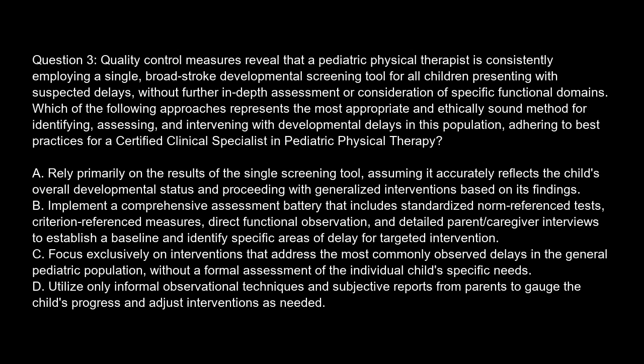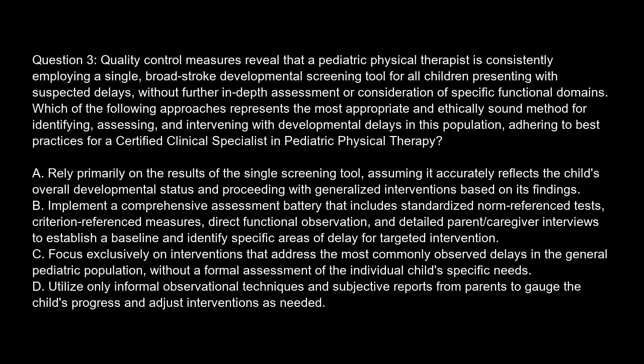Option A. Rely primarily on the results of the single screening tool, assuming it accurately reflects the child's overall developmental status, and proceeding with generalized interventions based on its findings. Option B. Implement a comprehensive assessment battery that includes standardized norm reference tests, criterion reference measures, direct functional observation, and detailed parent/caregiver interviews to establish a baseline and identify specific areas of delay for targeted intervention.